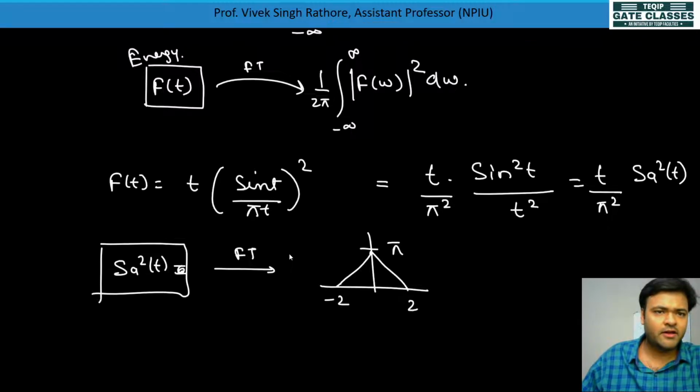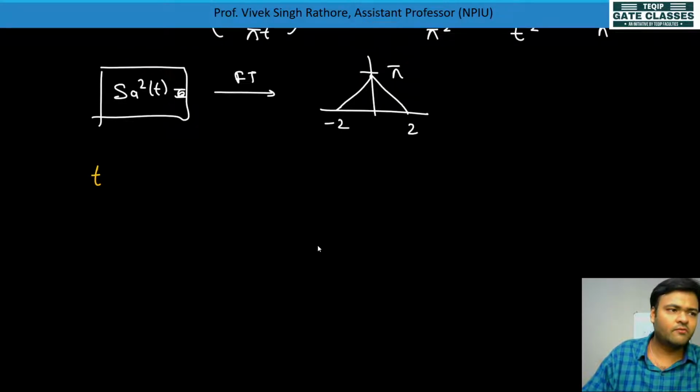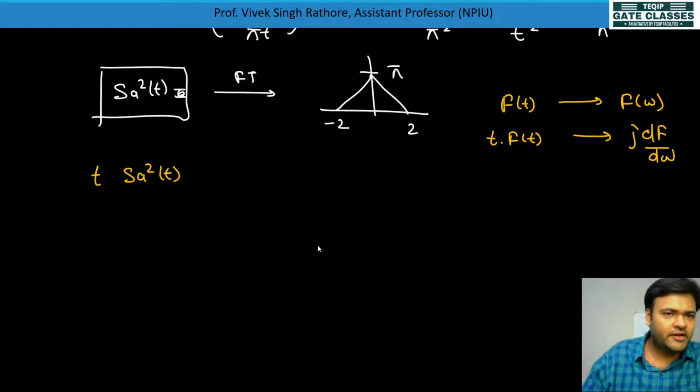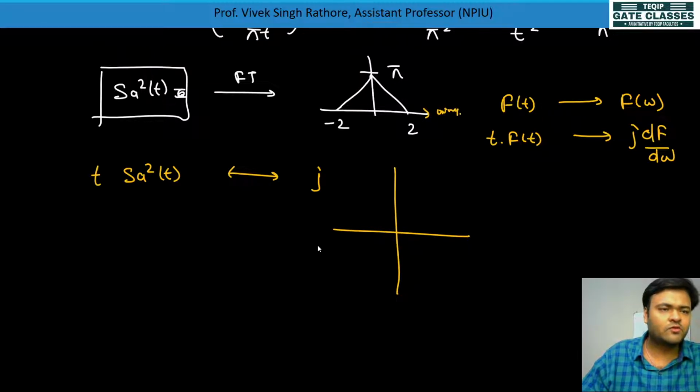Okay, so for sampling square t, you know, whenever we multiply any signal with t, what we get? I told you, whenever f of t has Fourier transform f of omega, so if t is multiplied by f of t, what you will get? You will get j df by d omega. Okay, so exactly this can be done as j is there. But you need df by d omega, this was in frequency only. So you need to do differentiation. So what will be the differentiation for unit ramp signal, unit step signal?